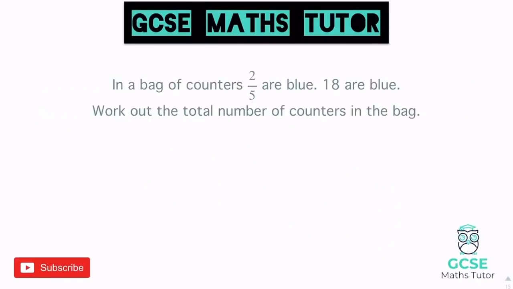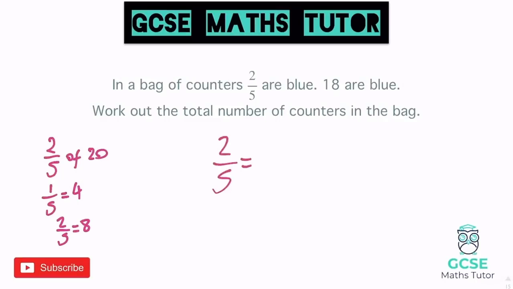Let's have a look at another one. So in a bag of counters, 2/5 are blue, and it says 18 are blue. Work out the total number of counters in the bag. So it's not asking us to work out 2/5 of a number, it's saying that 2/5 are 18. Remember, it could have said work out 2/5 of, let's say, 20, and you divide by the bottom to get 1/5, you'd say that 1/5 is 4, and then times by the top to get 2/5, and we'd get 2/5 would be 8. That's a different question, so it's nothing to do with that, but it says 2/5 are blue and 18 are blue, so 2/5 equals 18.